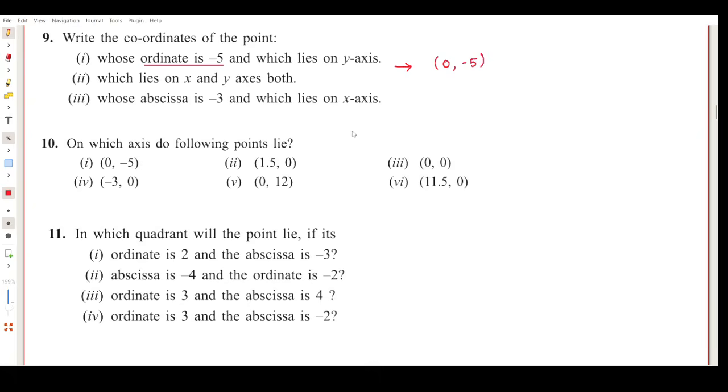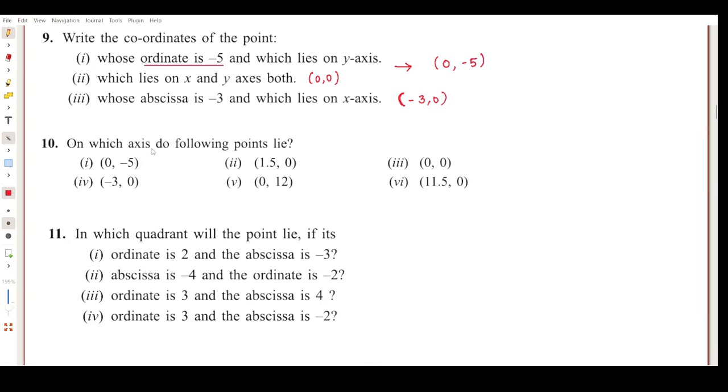0 comma minus 5. Now which lies on x axis and y axis both? That is the origin, so 0 comma 0. This alone lies on the x axis and y axis. Now whose abscissa is minus 3 and which lies on x axis? A point on the x axis is always in the form of x comma 0. The abscissa is given as minus 3, so minus 3 comma 0.